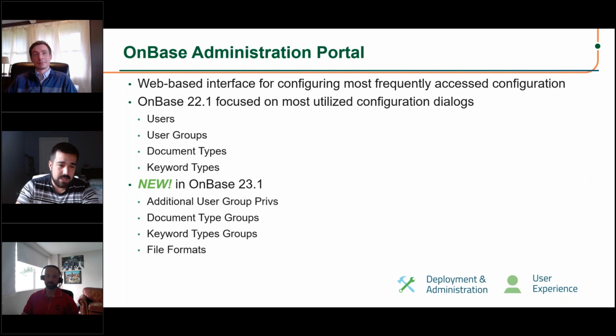I did want to call out new in 23.1, so maybe a little bit of a spoiler alert for the presentation I'll be giving at Community Live. In 23.1, we've taken this even a step further and expanded those user group privileges, brought config rights and product rights as well, along with more base metadata level configuration. So your doc type groups, your keyword type groups, and your file format. So that's where file formats is coming in. I knew it was somewhere in our release.